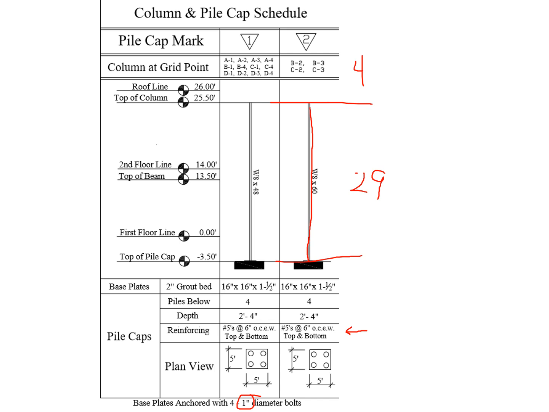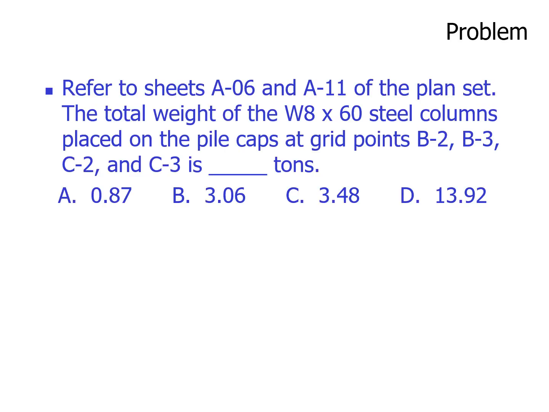So it tells me quite a bit right here is what I'm trying to get at. Okay, quite a bit of information on the plan. So it says refer to sheet A06 and A11 on the plan set. The total weight of W8 by 60 steel columns placed on pile caps at grid point B2, B3, C2, and C3 is how many tons?